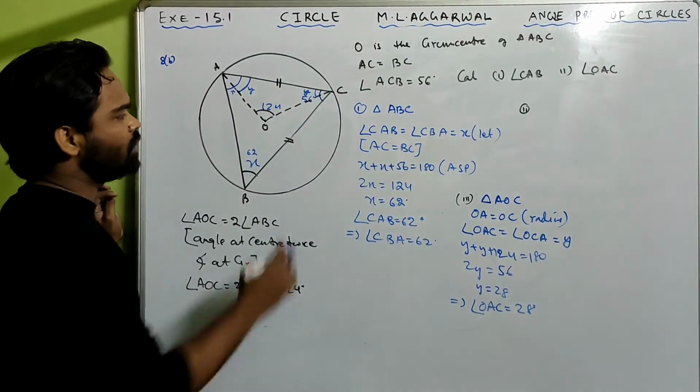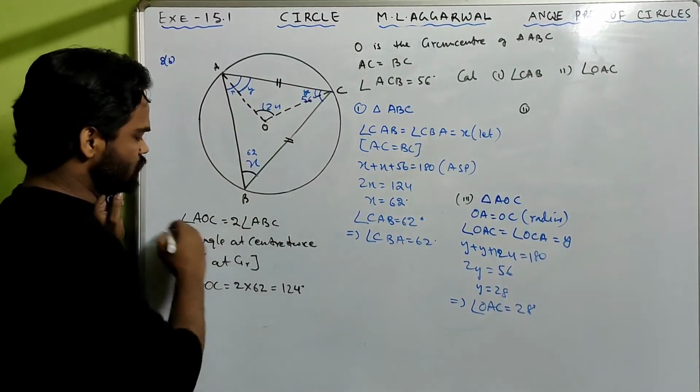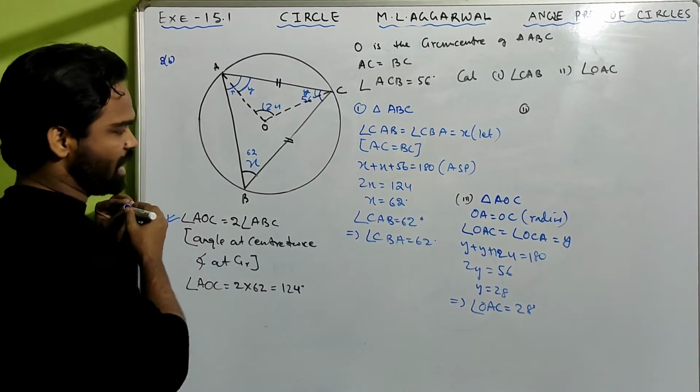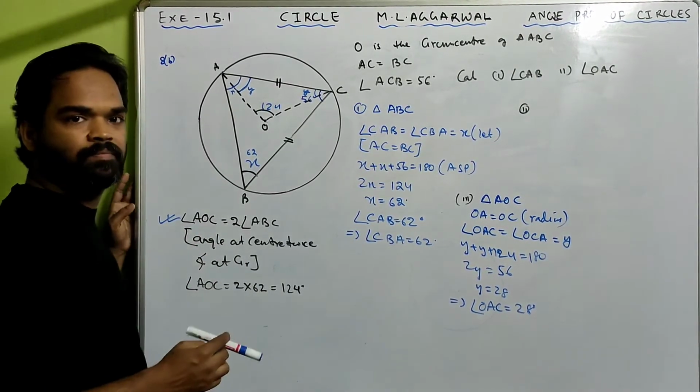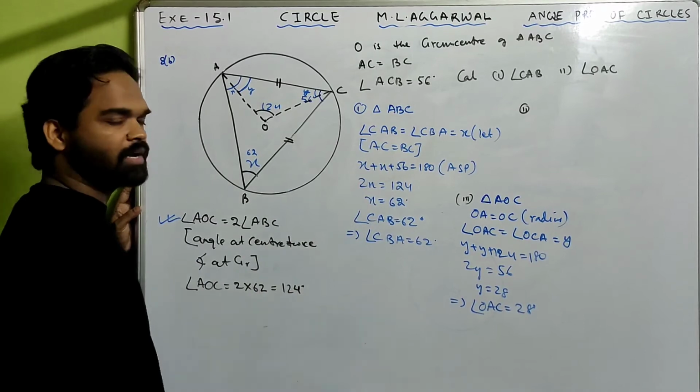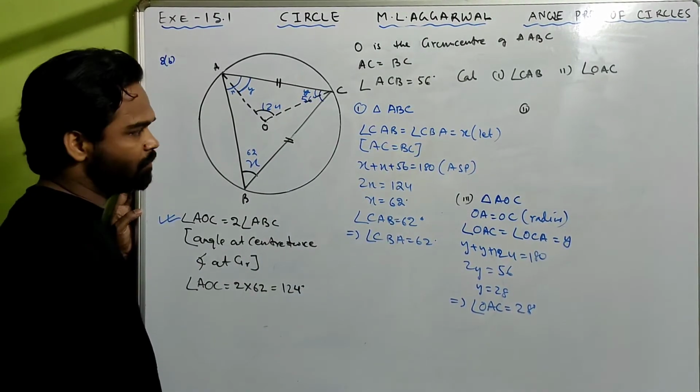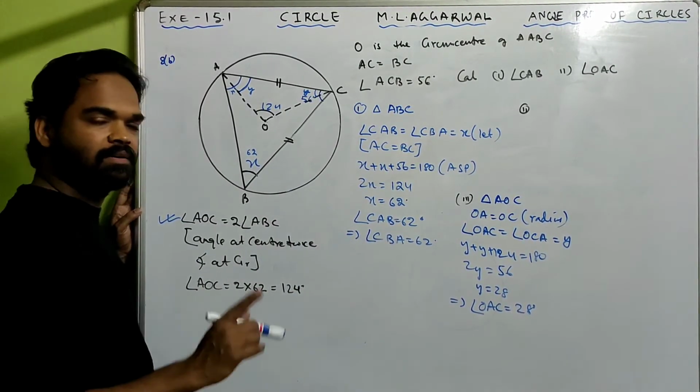Very easy. We just needed to join OC, then use angle at the center is twice the angle at circumference. And this was isosceles triangle property. Clear? Now let us look at the next sum.